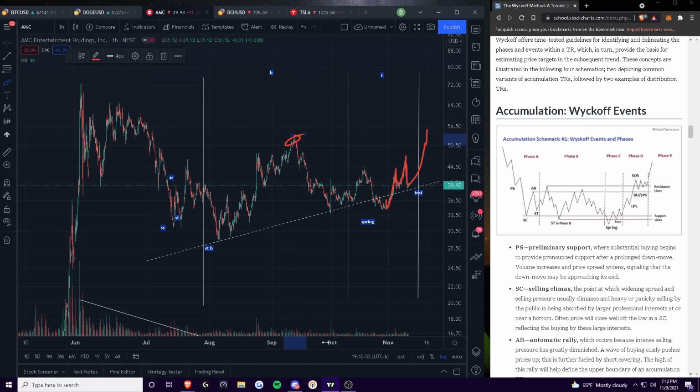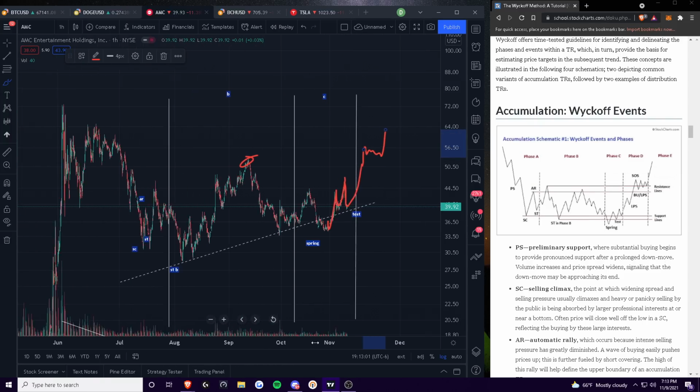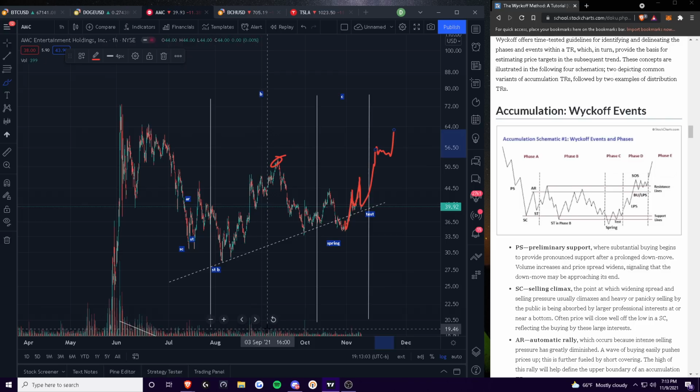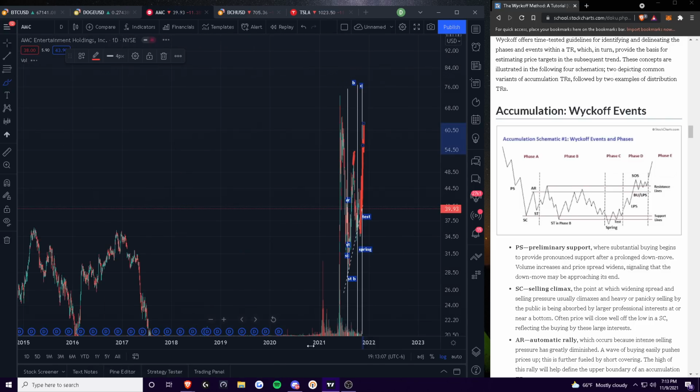And then you're going to have some consolidation above that range before you have your markup. So that would be like a confirming accumulation. I mean, just looking at the volume though, the volume is very bullish.